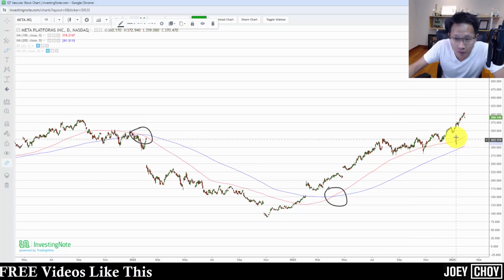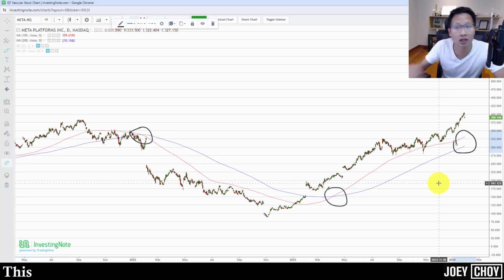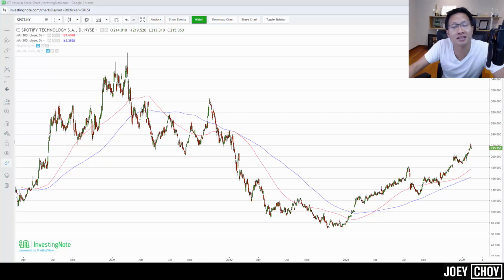You can see right now both of them are still pointing up, and the red is still above the blue. All right, so the longer term trend still looks intact for this company, just by looking at what we call the red line and the blue line. So let's take a look at another case study.